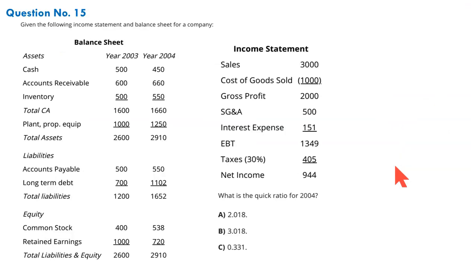Next. Okay, we have been given the balance sheet for the 2 years. We have been given the income statement for the current year. What is needed? What is the quick ratio? It's a very easy question.